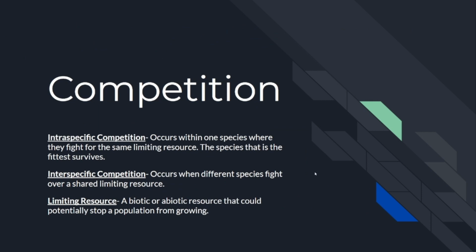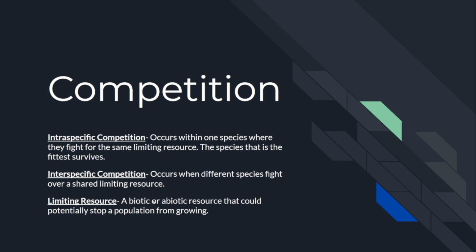So finally, we've got competition. This is the second of the main three things you need to know for Unit 1 of environmental science. We've got two types of competition. The first is intraspecific competition, which occurs within one species. They fight for the same limiting resource, and the fittest survives. So think: it occurs within one species, and they all fight for the same resource, one limiting resource.